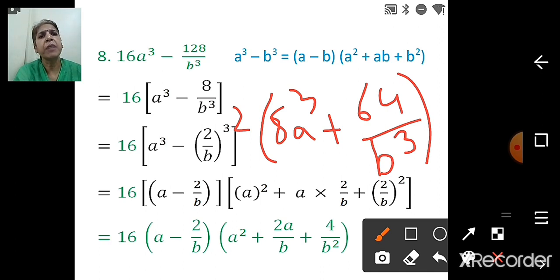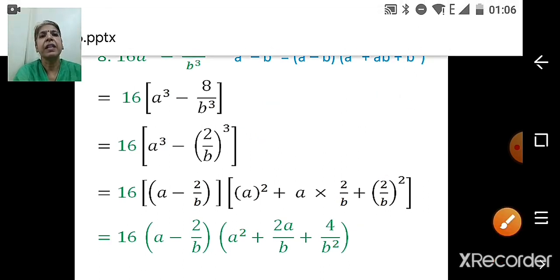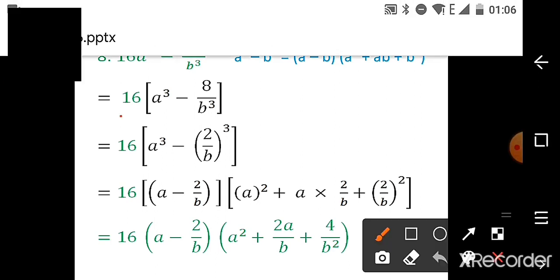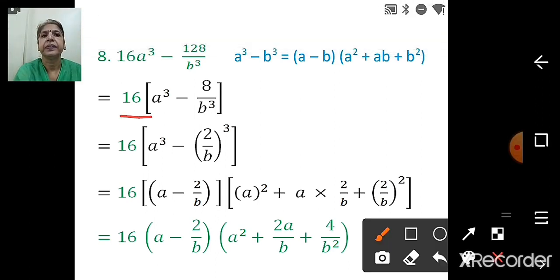But observe again properly, children. 8 and 64. 64 is a multiple of 8. So we are having a common factor here also. 8 is common. Already we have taken 2 common. So directly we can say 16 is a common factor. Right? So that way also we have to check.